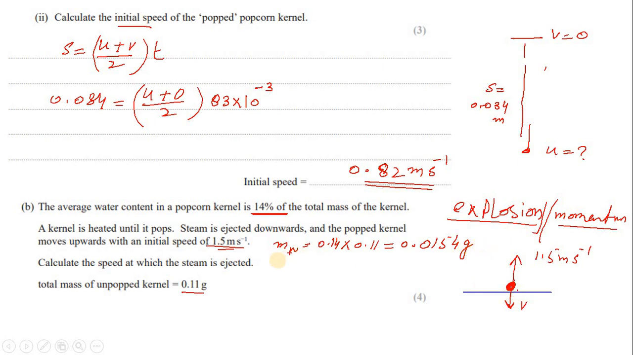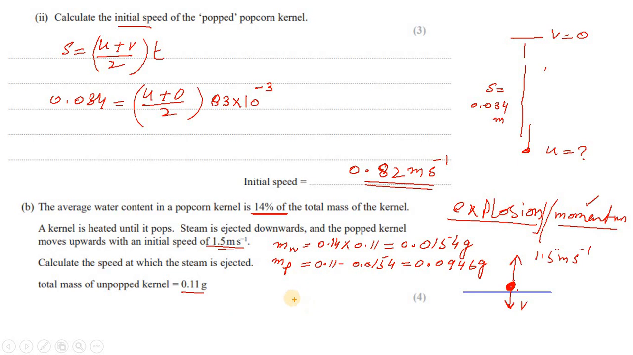So after popping, the mass of the popcorn kernel will be reduced. So the mass of the popcorn kernel will be, of course, 0.11 minus 0.0154, which will be 0.0946 gram. Don't need to convert into kilogram, because we are using the law of conservation of momentum.